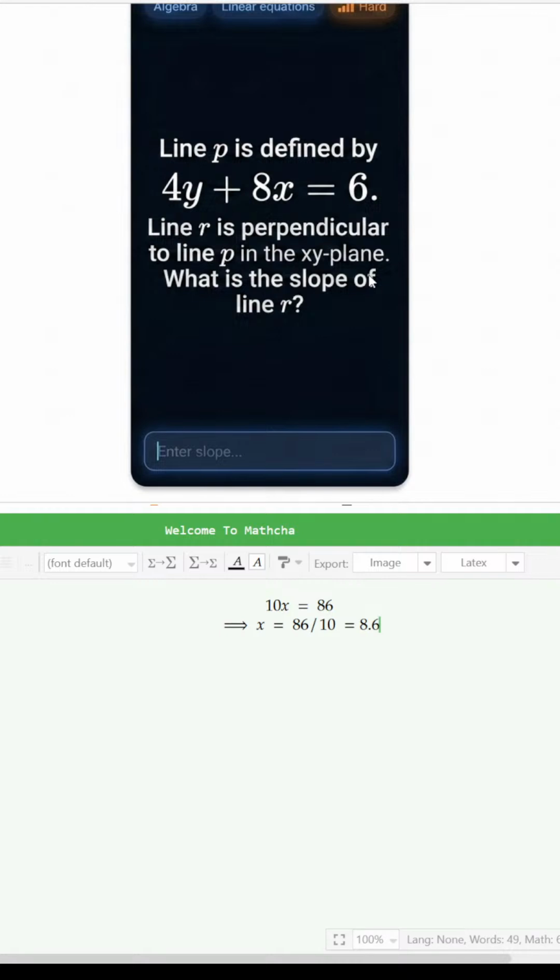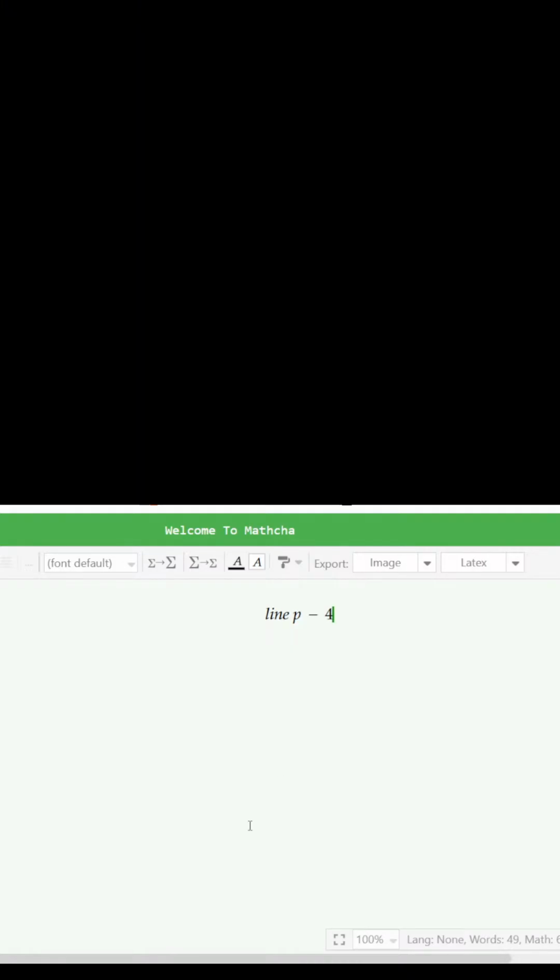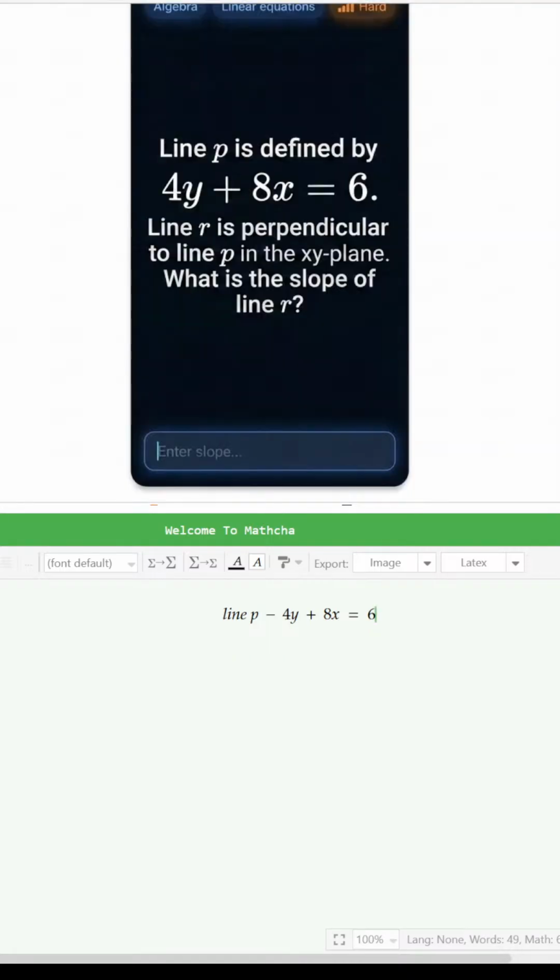Okay, so the next question is about lines. Line P is defined by 4y plus 8x is equal to 6, and line R is perpendicular to line P in the xy plane. What is the slope of line R? So we are given two lines, line P and line R. Let us write them. Line P, the equation is 4y plus 8x is equal to 6. And line R is perpendicular.